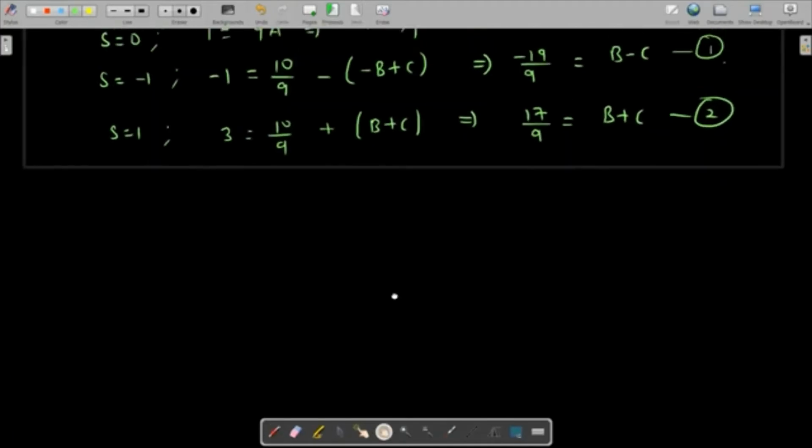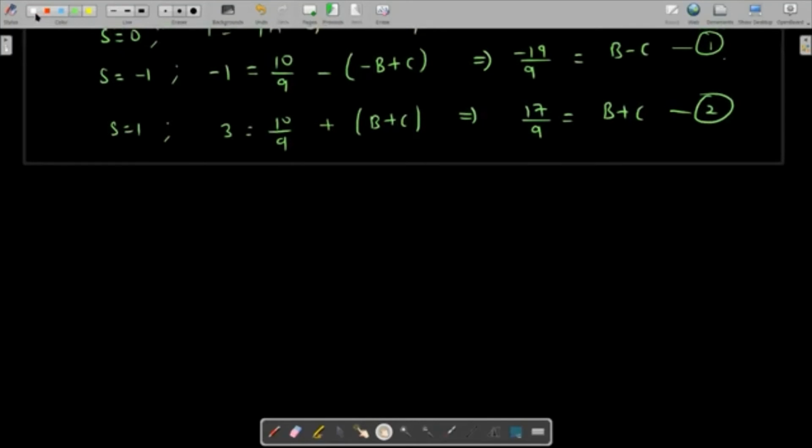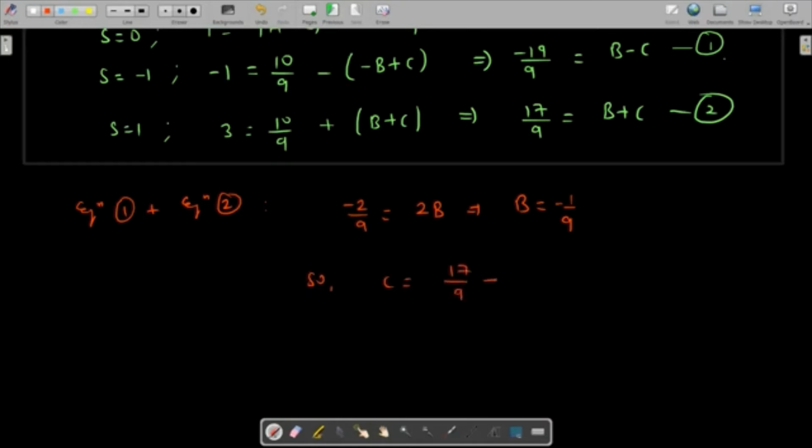So I'm going to add both the equations to find the values of B and C. Equation 1 plus equation 2 is going to give negative 2 over 9 equals 2B, which means that the value of B is negative 1 over 9. And if B is negative 1 over 9, the value of C is 17 over 9 minus B, so minus of minus 1 over 9. So this becomes 2, because 18 over 9 is just 2. So we got the values of B and C as well.